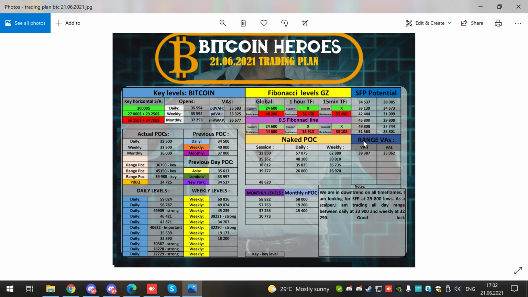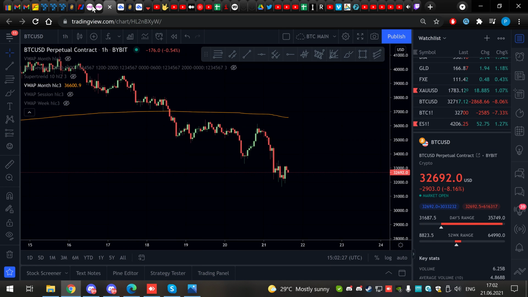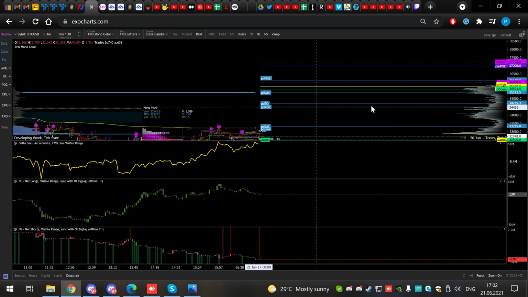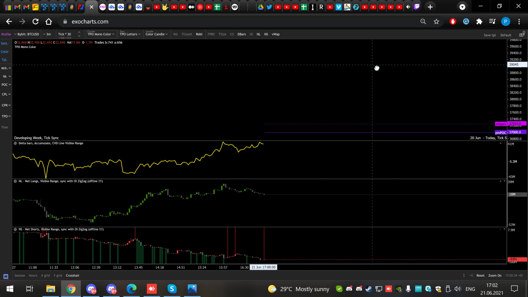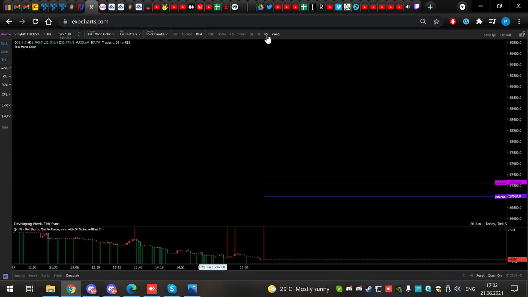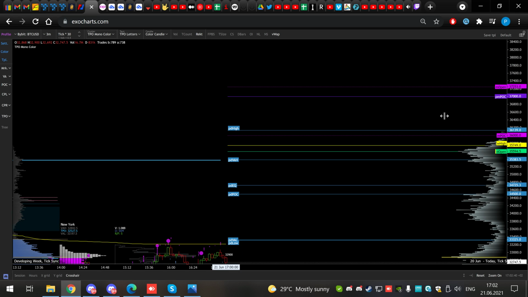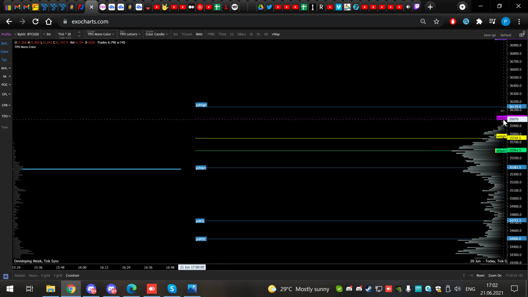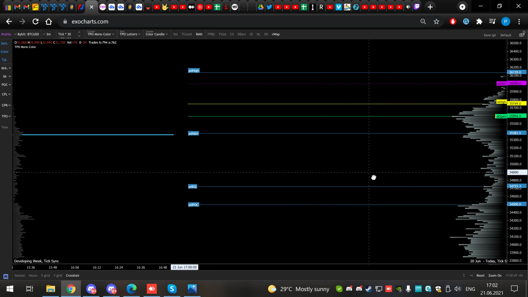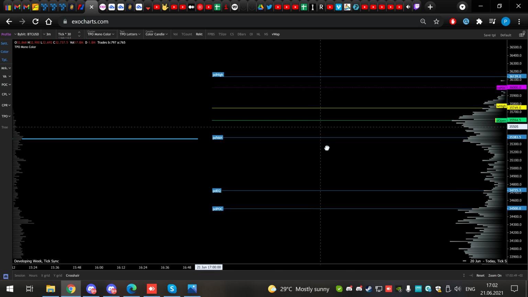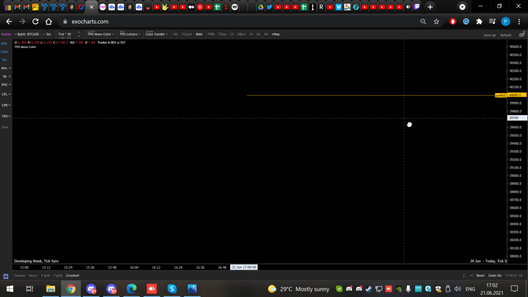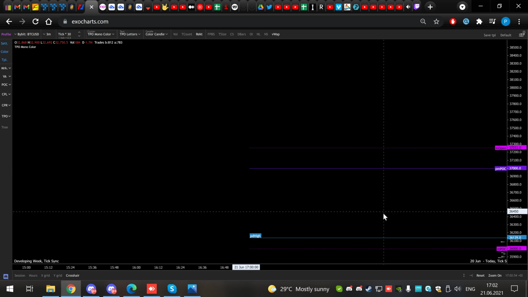Okay, the next section we have is the actual points of control. We have the daily, weekly and monthly. This is pretty simple to get. You will go to ExoChart's main trading template and you will be waiting. We can turn off this one, and now we can see the monthly point of control is over here. It's calculated for you, and the weekly point of control will be a bit further. Yes, here it is. Oh no, it's the previous week.